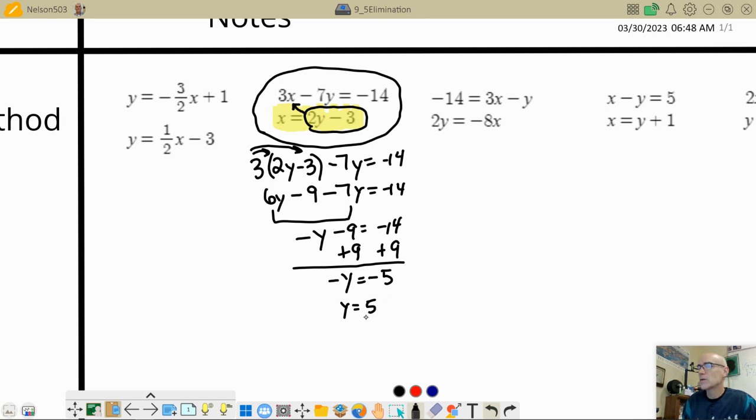So this is called the substitution method. You take that 5 and you plug it back into one of the equations. Doesn't matter which one, but I'm going to plug it into the second one because it's already solved for x. So I get 2 times 5 minus 3. I get 10 minus 3 is 7. And so that means the two lines intersect at 7 comma 5. Make sure you put them in the right place here. X is the 7, the y is the 5, right?